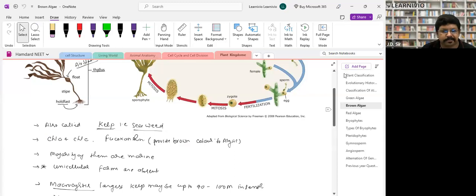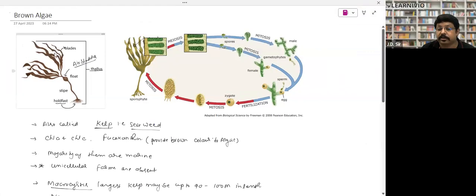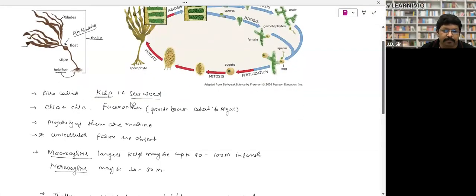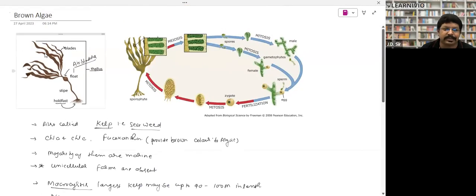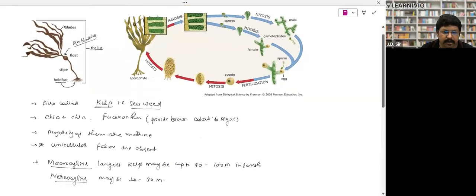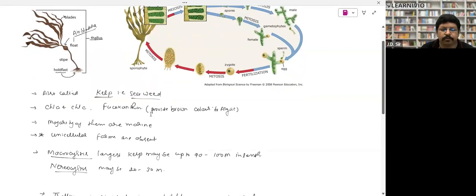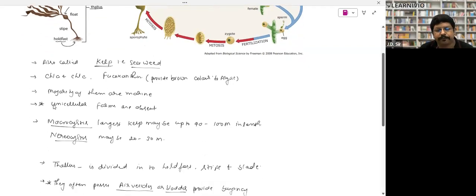Brown algae. What do we extract from brown algae? That is the most frequently asked question. They are known as kelp or seaweed. They are giant algae, and they have chlorophyll a and c. Fucoxanthin provides the brown color. I have already told you that this is an important fact. Even that question has been asked. Majority of them are marine. Unicellular forms are absent. That question has been asked.